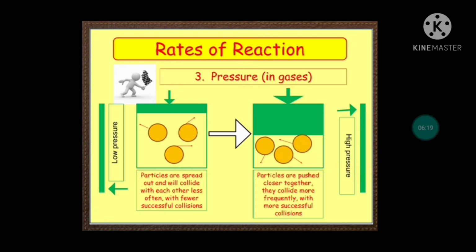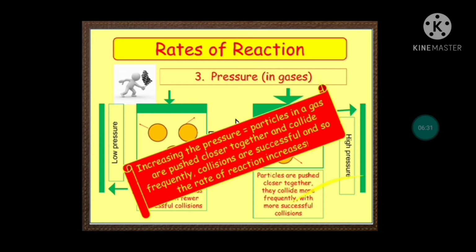Now in the next one, we have particles at higher pressure. From the top we are putting pressure, so in this case they will collide more frequently with more successful collisions. So the conclusion is that when we increase the pressure in gases, there will be more successful collisions and the rate of reaction will increase.